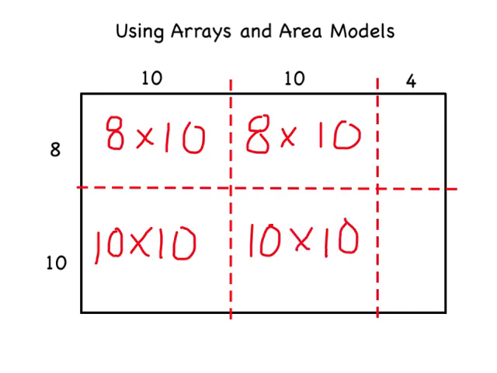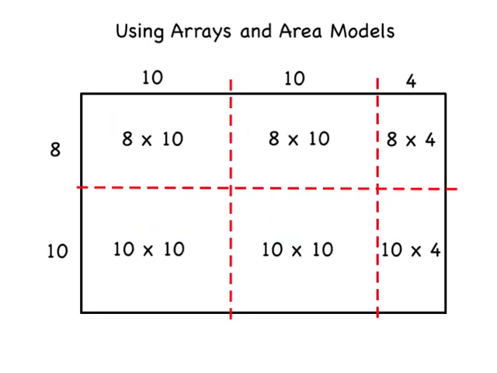Right? Here there would be 8 times 4. And this last one here, I'll give you a minute to think about it. Here are all the equations. Now, like I said before, if you add all of these equations, their products, you would come up with the answer to the original question, 18 times 24.